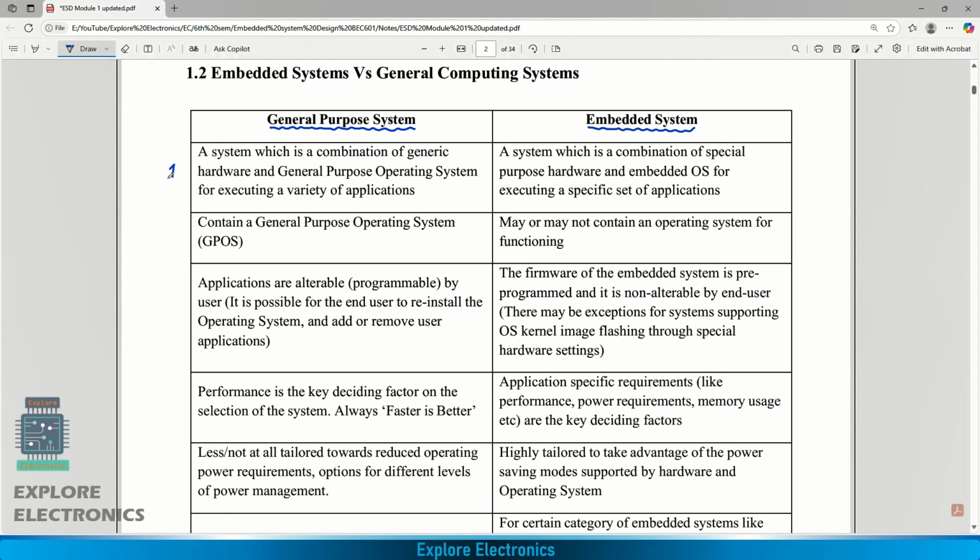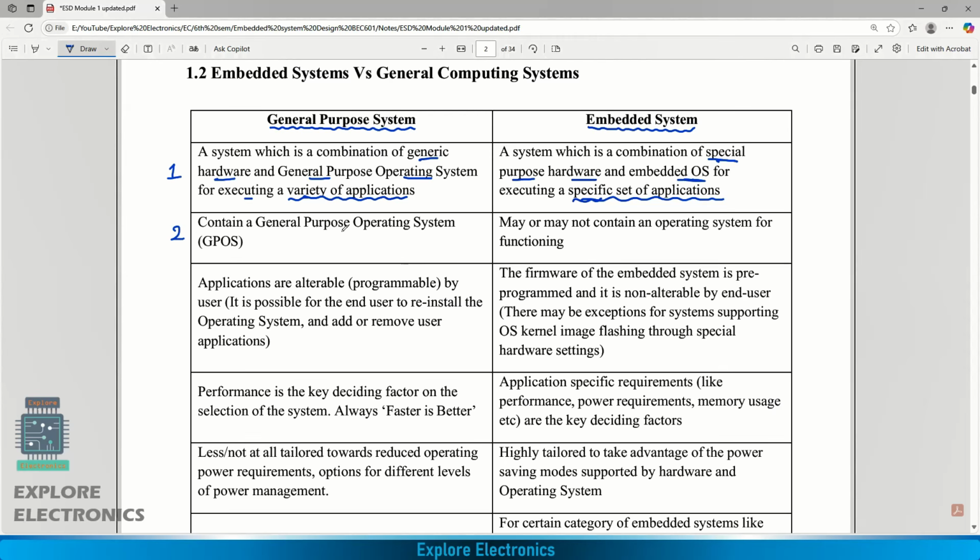The very first difference is that a general purpose system is a combination of generic hardware, meaning general hardware, and a general purpose operating system, and it will execute a variety of applications. Here you can see the difference. But an embedded system is a combination of specialized purpose hardware and embedded OS for executing a specific set of applications. This is the major difference you need to understand. A general purpose system can do a variety of applications, while an embedded system will do a specific set of applications.